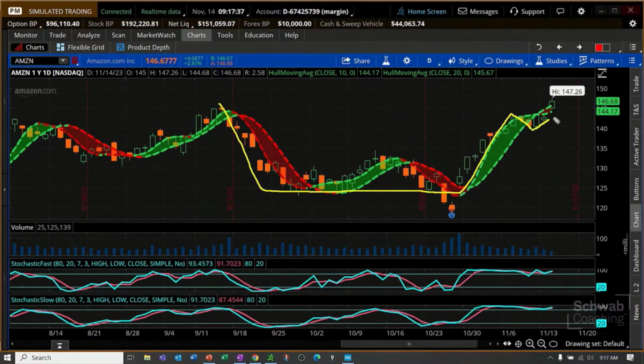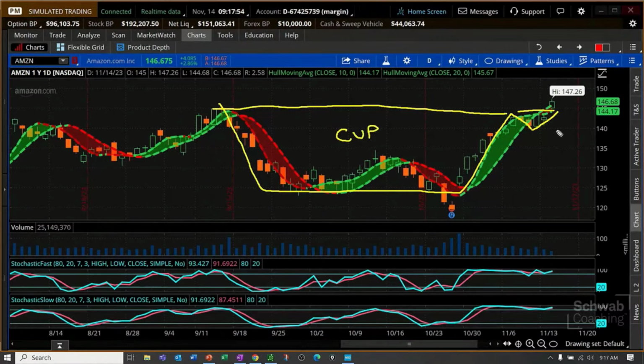Now, some people will say, well, I would like a deeper pullback. You know what? Maybe other people don't, okay? Maybe you want a deeper pullback, but maybe other people are saying, oh, forget it, okay? So if we looked at this, this is what we call the cup or the bowl, and that right there is what we would call the handle, okay?